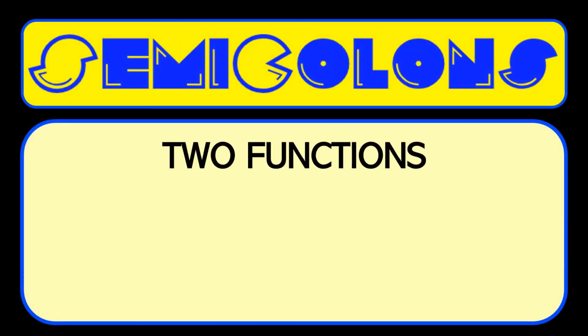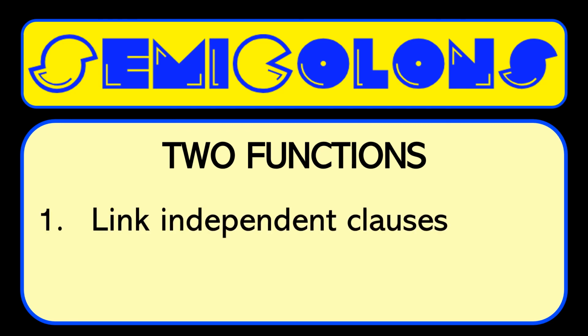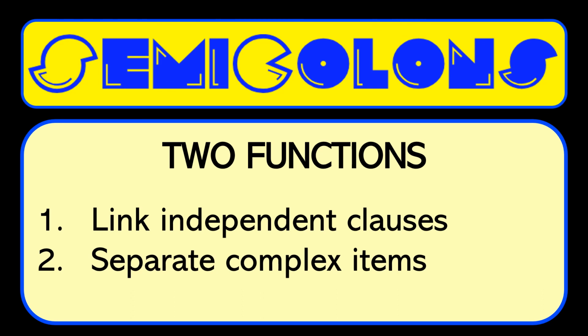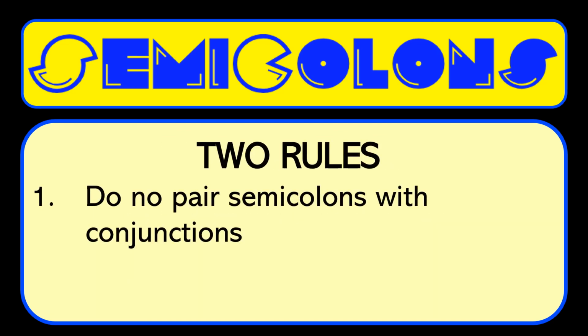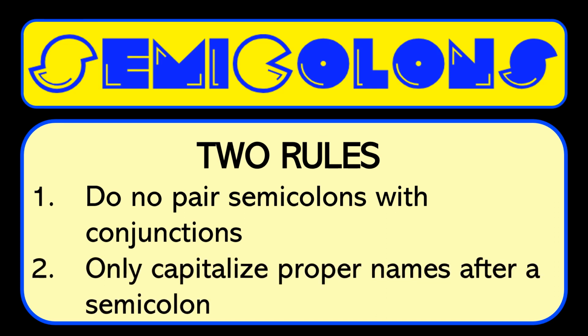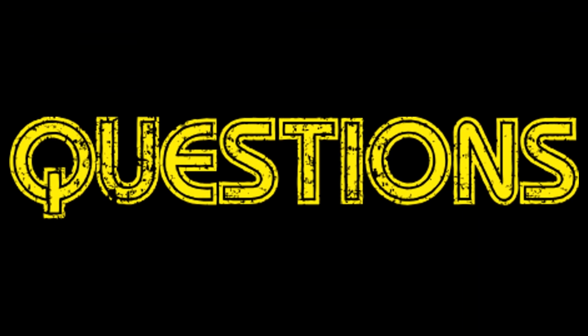Now, with the semicolons, there are two functions. First, they can be used to link independent clauses, and they can be used to separate complex items in a list. But in addition to those two functions, we also have two key rules. Do not pair semicolons with conjunctions, and only capitalize proper names after the semicolon. Now, that is a quick rundown about the differences between colons and semicolons and the ways in which you can use each piece of punctuation effectively in your own writing.